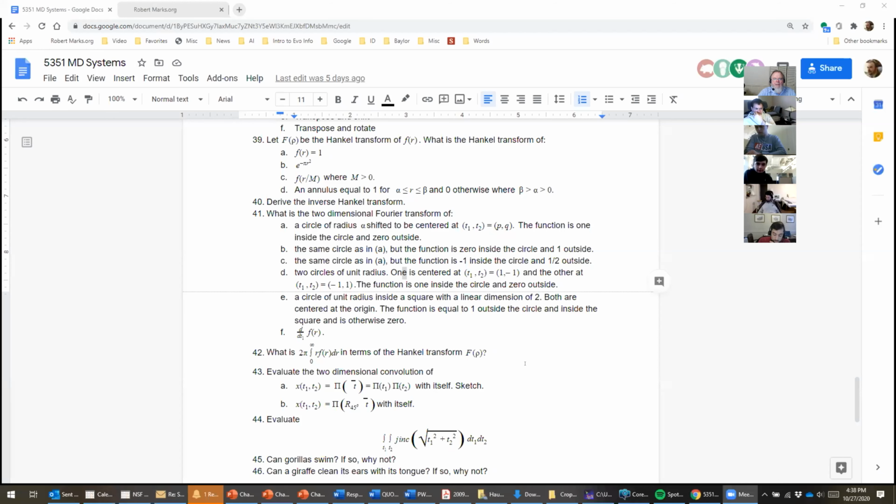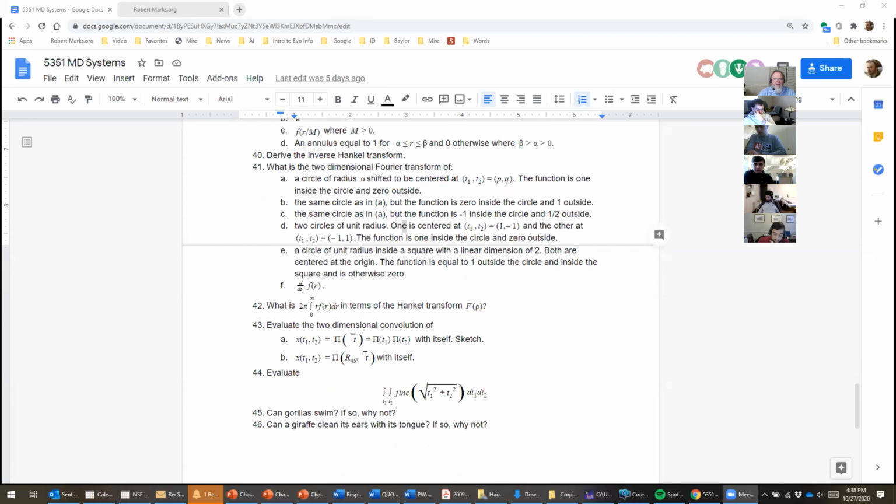Okay, and then here's kind of a simple one. Anyone want to grab this one? A circle of unit radius inside a square with a linear dimension of 2. Both are centered at the origin. The function is equal to 1 outside the circle and inside the square. I can do it. Okay, Adam, go for it.